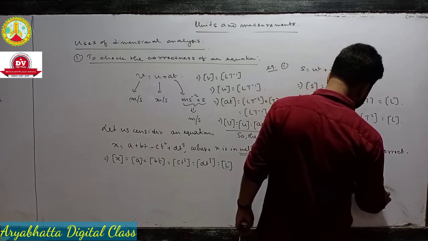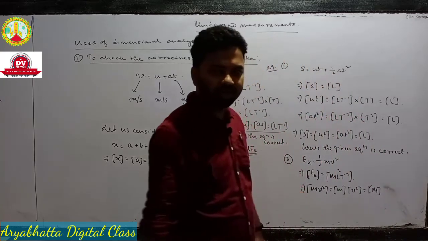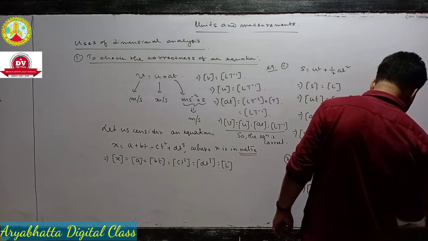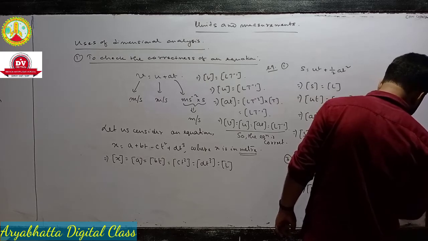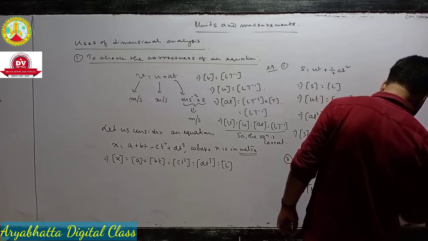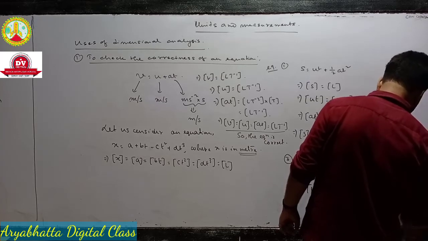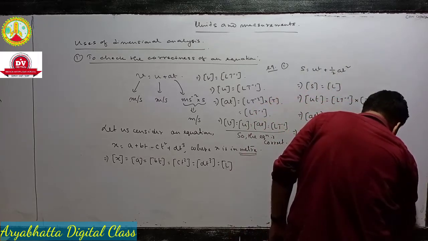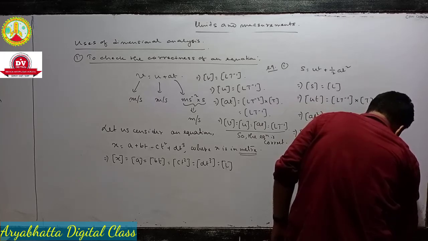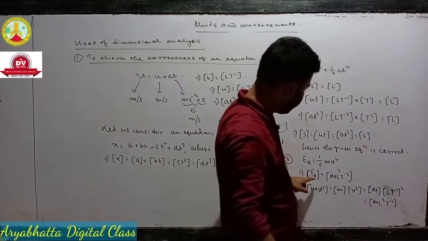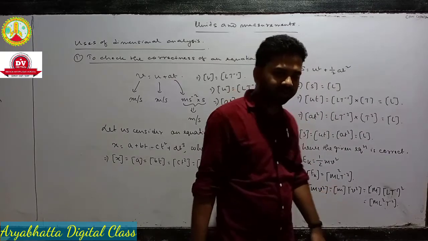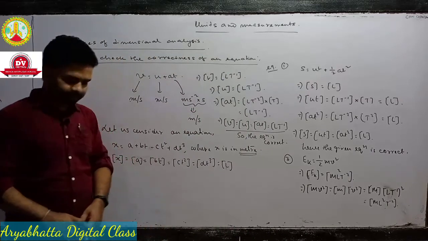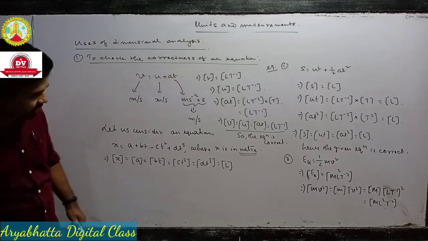Dimension of m is, मास का डायमेंशन क्या होगा? कैपिटल M. What is the dimension of v square? Dimension of v is L meter per second na, so (L T^-1) to the power 2. So it can be written as M L² T to the power minus 2. देखो EK और mv square दोनों का डायमेंशन बराबर है, इसका मतलब दिस इक्वेशन इज ऑल्सो करेक्ट.